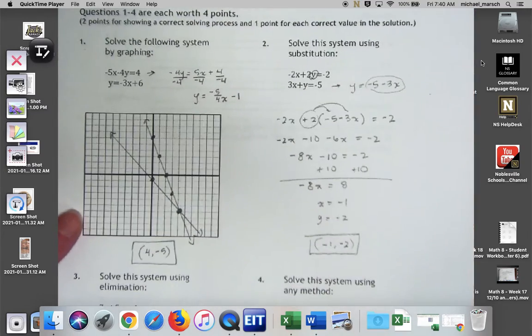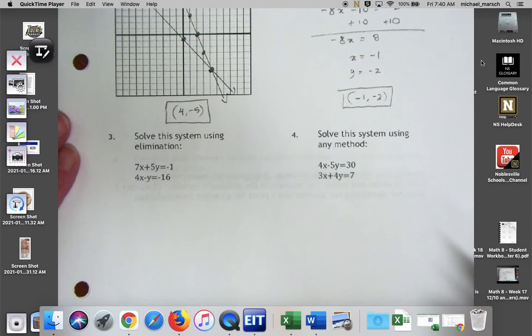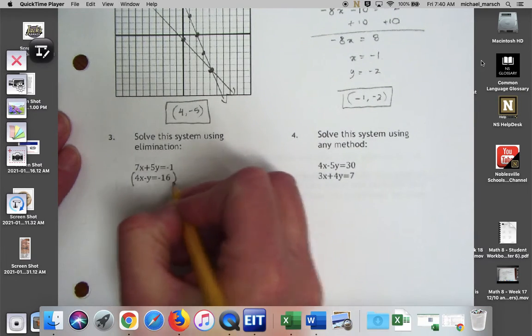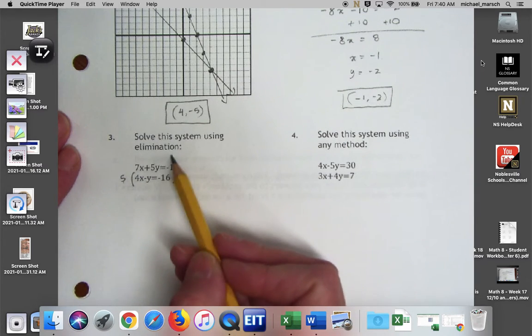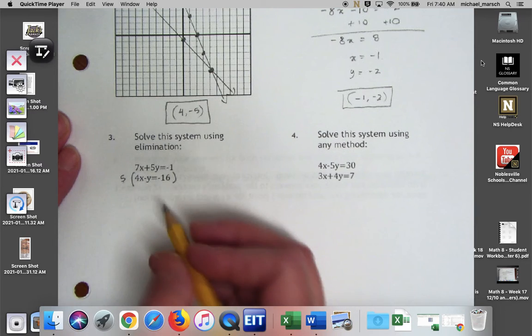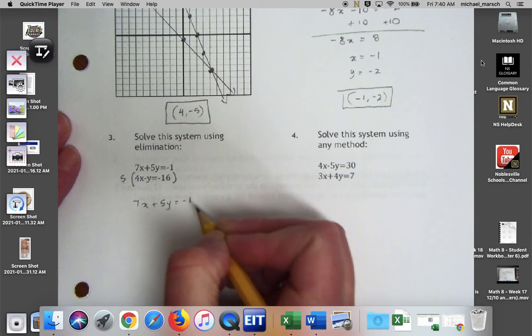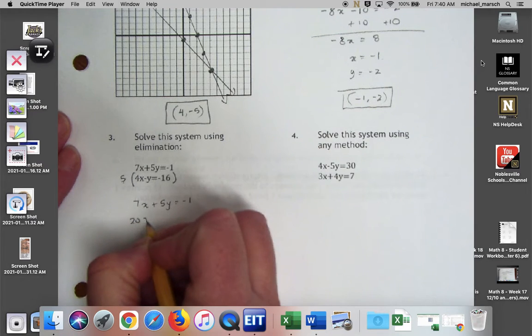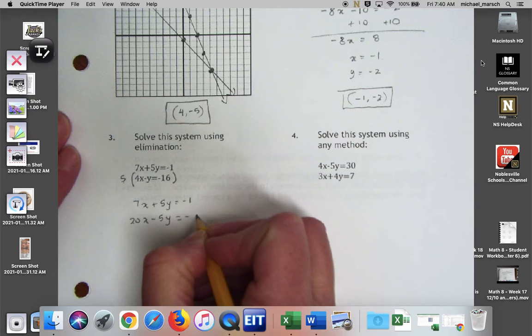Question 3, let me scoot my computer out of the way a little bit. It says solve this system using elimination. All right, easy enough. I'm going to go ahead and multiply this second equation by 5 because then I'll have a -5y here and those y's can eliminate each other. So I'm going to have 7x plus 5y equals -1, and then I'm going to have 20x minus 5y equals -80.